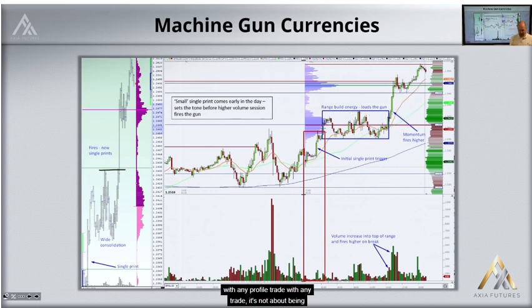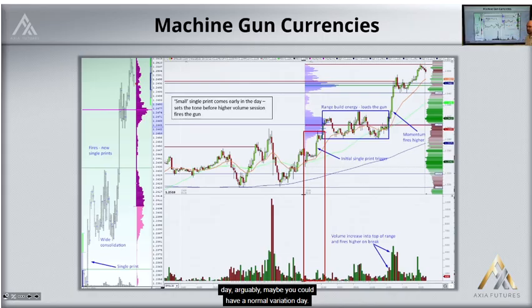And with any profile trade, with any trade, it's not about being absolute pinpoint rigid on it doing exactly the same thing every time. It's about going into a trade and understanding the context and what it's showing you. So this kind of structure suggests that you can look for that breakout. Now, you can argue about the number of single prints specifically, but one of the best ways I think to always approach this kind of thing is to say to yourself, well, could it be anything else? And when you look at this, it's not a P-shaped day.